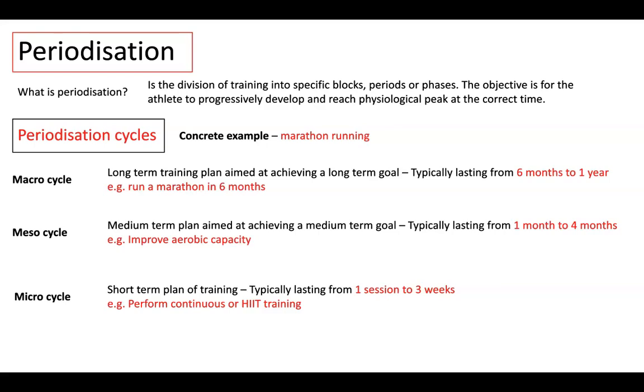The macrocycle would be our long-term plan of achieving being able to run a marathon. Mesocycle is how we're going to do that in the medium term. We're going to improve our aerobic capacity. Microcycle is how we're going to improve our aerobic capacity. We'll do continuous training.